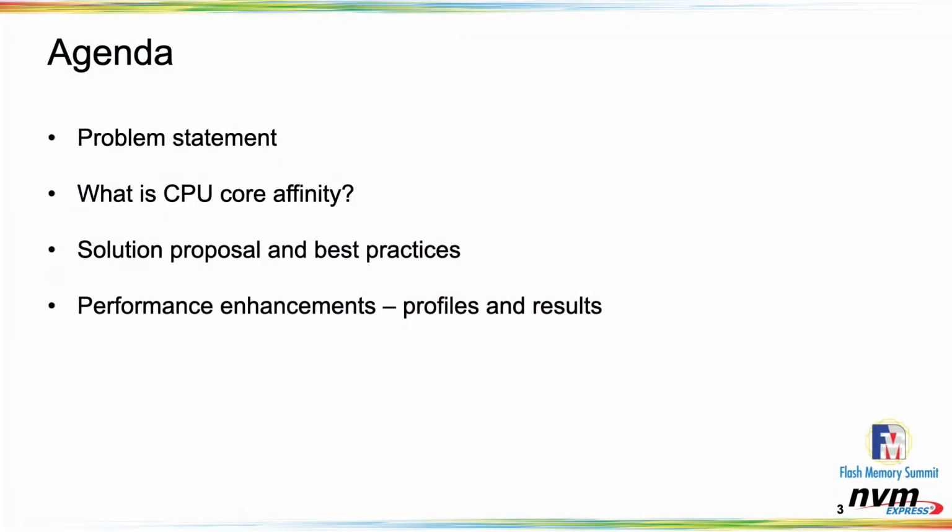So our overall agenda for today is talking about a software-based mechanism that aims to optimize results and achieve performance scalability through CPU Core Affinity settings. We will start off with understanding what is the actual problem that we're trying to solve, and also discuss what exactly is CPU Core Affinity. I will also suggest a solution, proposal, and best practices. And then, last but not least, we'll address performance results with enhancements from real-life profiles and results.